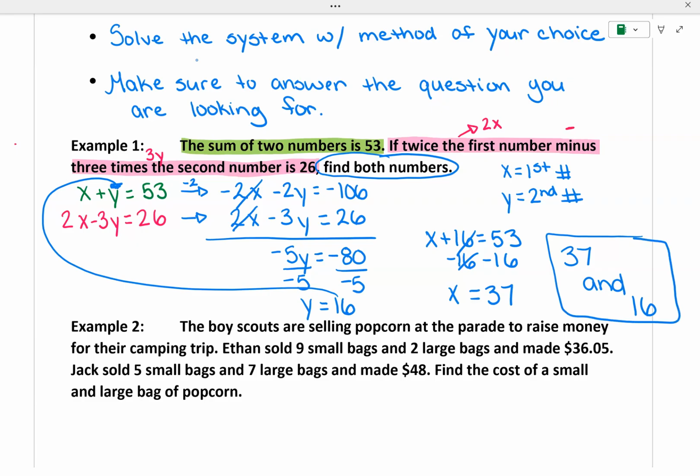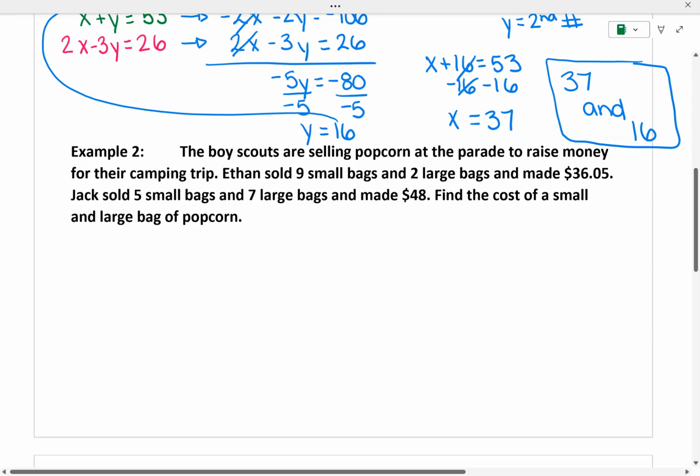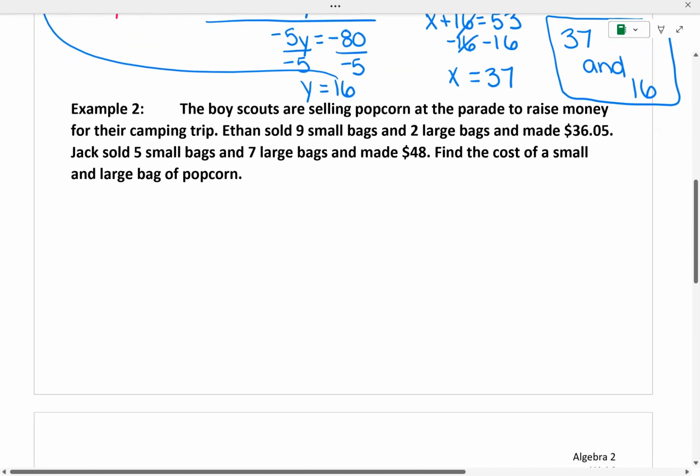Okay, now you're more than welcome to pause the video and try setting up example 2 before I do, and then unpause it, check to see if you're right, and then pause it again and solve it, okay? But it's up to you. The Boy Scouts are selling popcorn at the parade to raise money for their camping trip. Ethan sold 9 small bags and 2 large bags and made $36.05. Jack sold 5 small bags and 7 large bags and made $48.